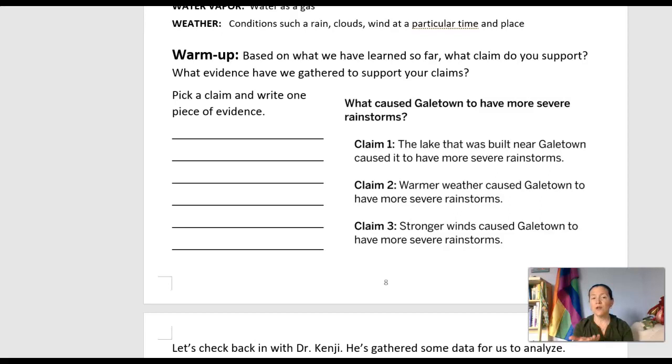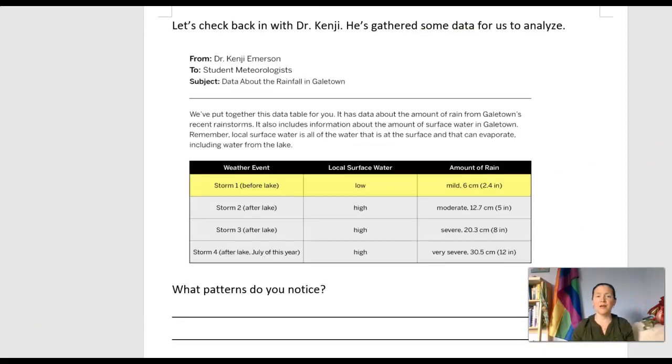Those all sound like legitimate reasons why the rain and the weather could be getting worse. However, I feel like we've only really looked at evidence for the surface water, the lake. So I think that's the one that I'm going to write about. You can pick a different one if you feel like we've got evidence for other things. You can pause the video for a minute and write down your thoughts. Okay, we're back from writing our thoughts.